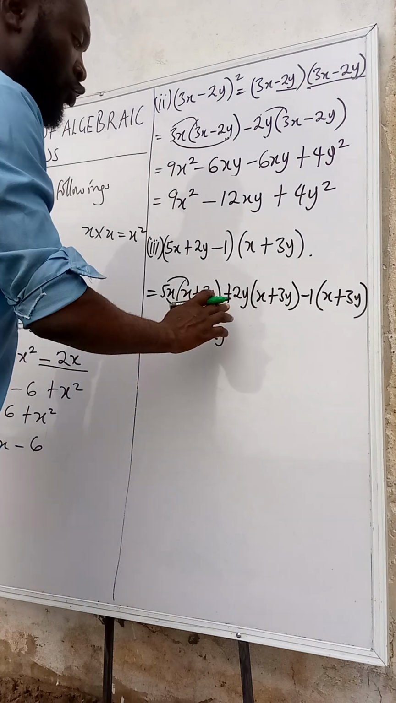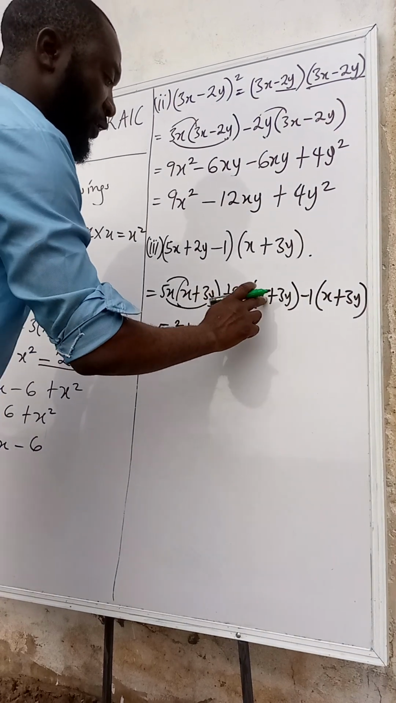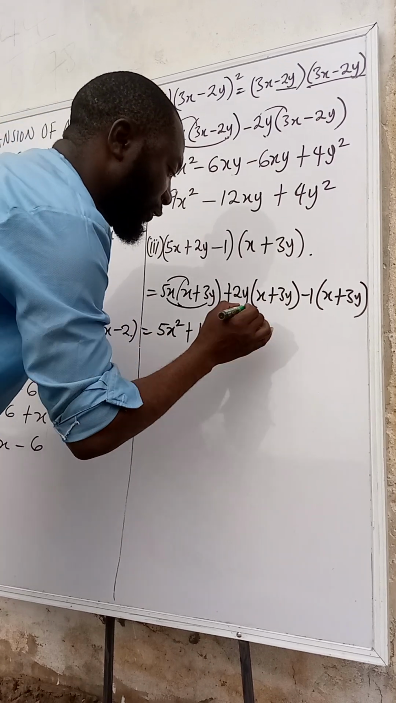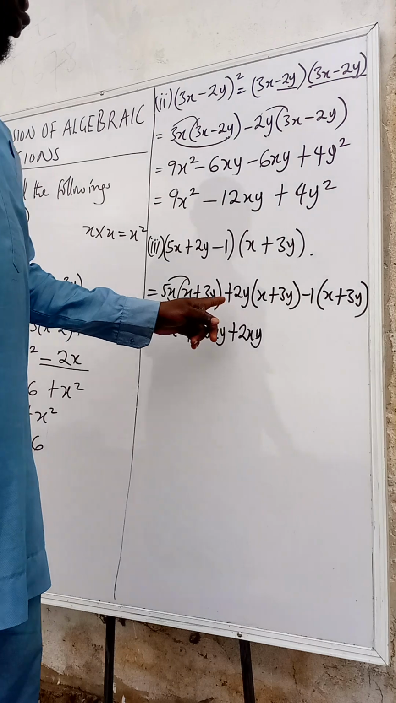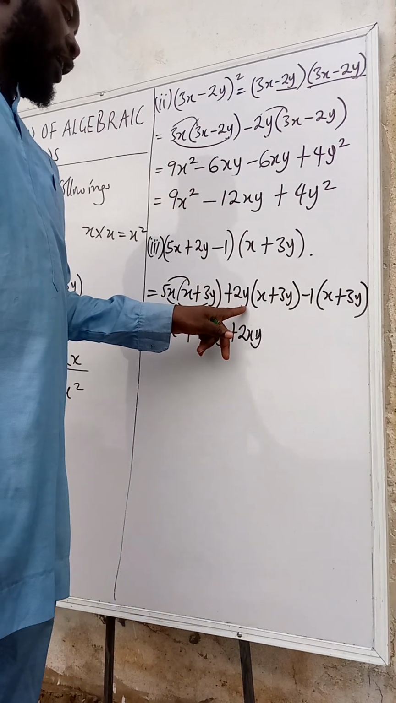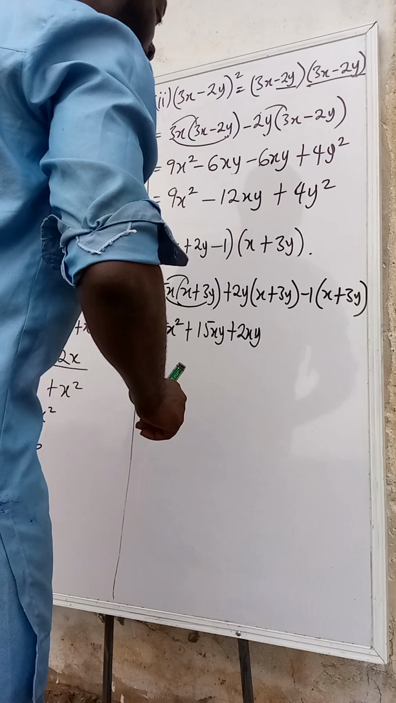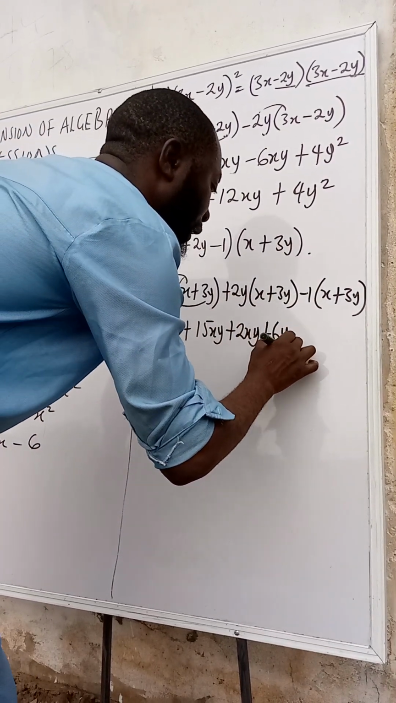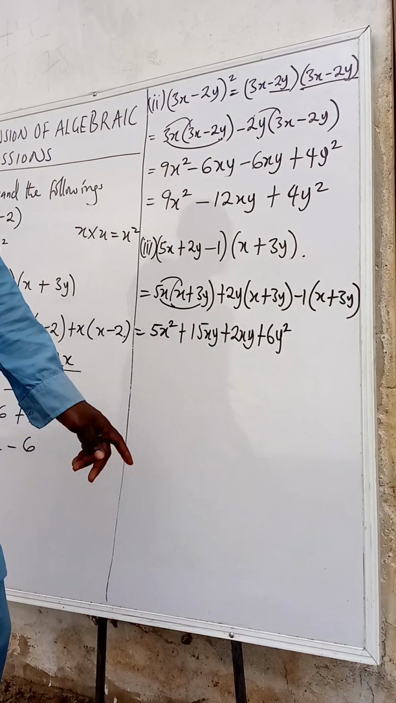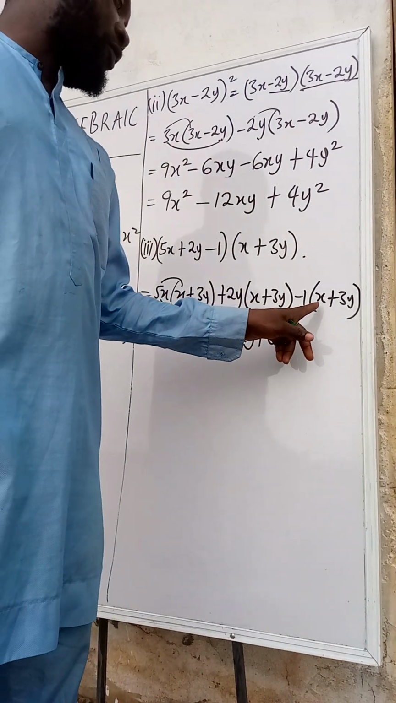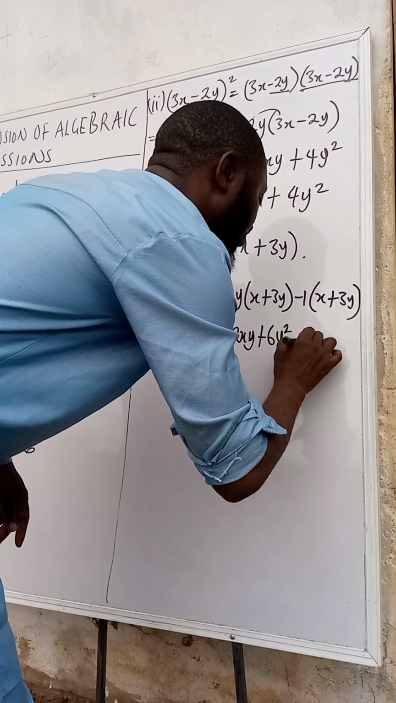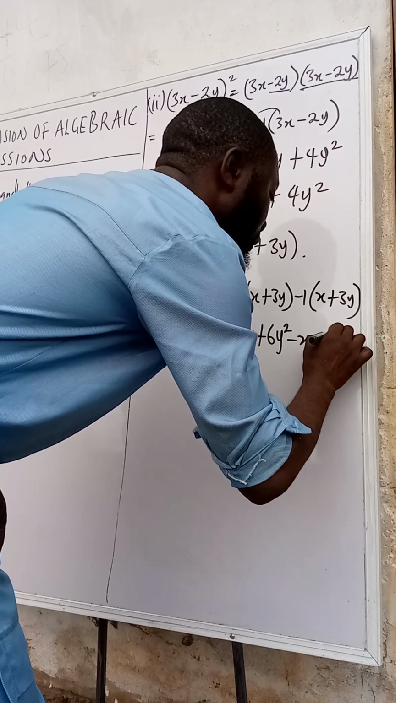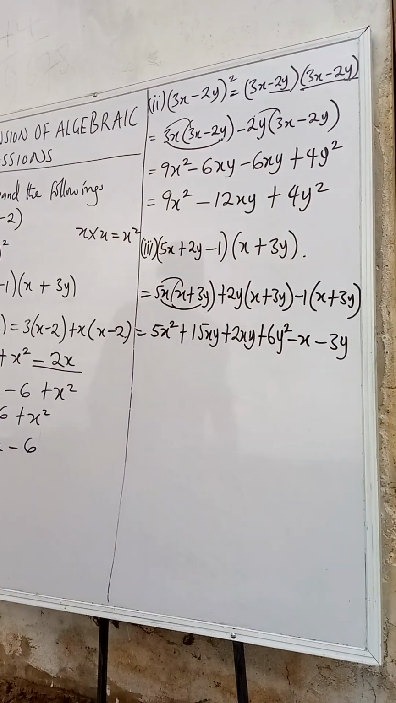Here again we go. Plus 2y times x, that is plus 2xy. Or you write plus 2yx, they are still the same. Plus 2y multiplied by plus 3y. Plus times plus is still plus. 2 times 3 is 6. y times y, y squared. Minus 1 times x, minus x. Minus 1 times 3y, minus 3y. And here is the expansion of this expression.